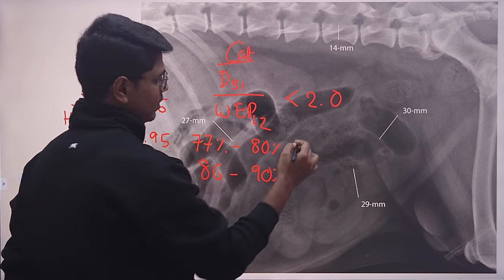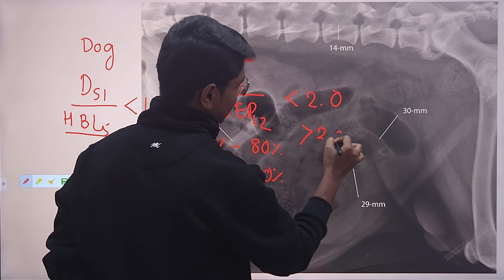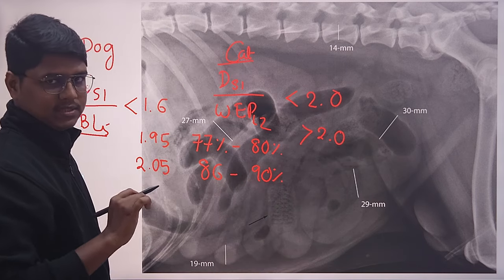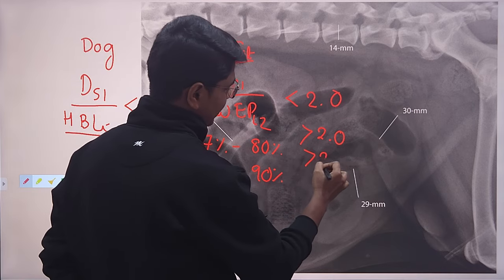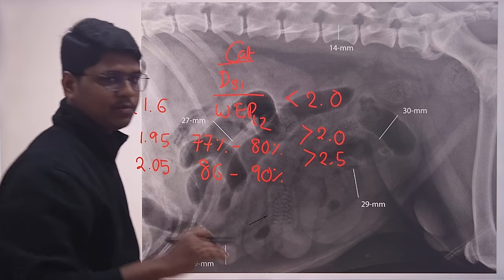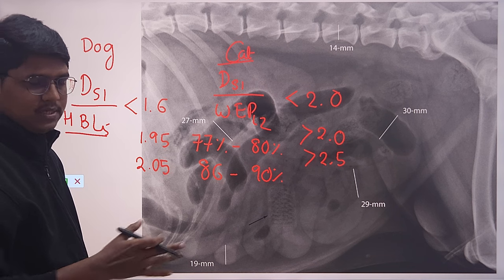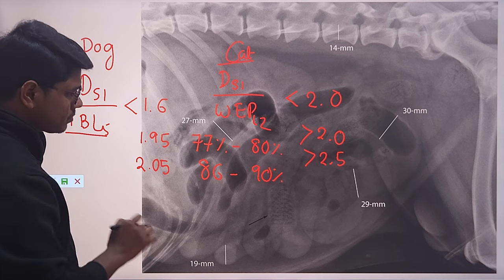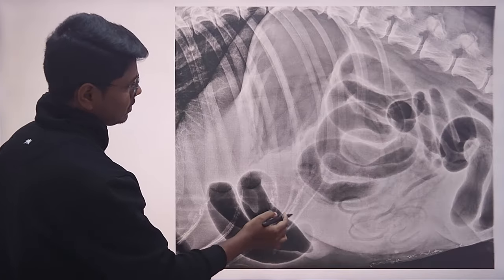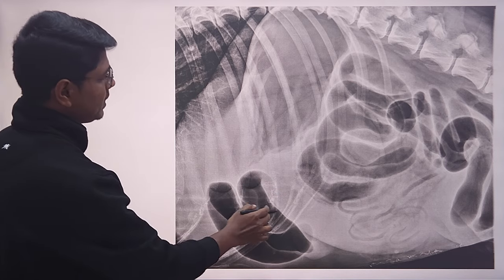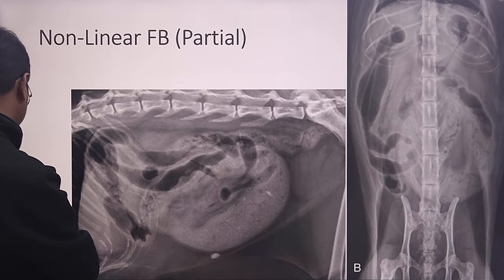Okay, when it crosses 2, more than 2, then there is some GI disease. When it crosses 2.5, the obstruction becomes more obvious. Okay, this is according to articles, I forgot to mention. So this is stacking.